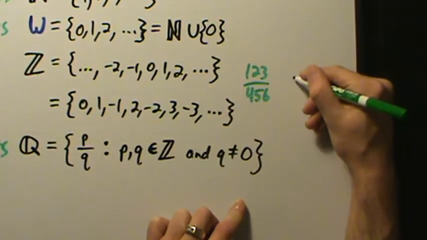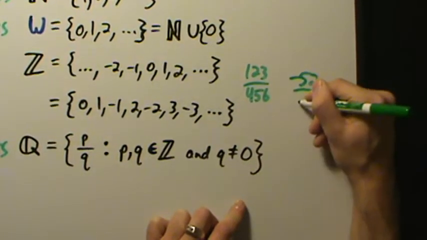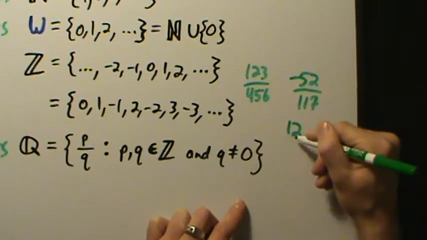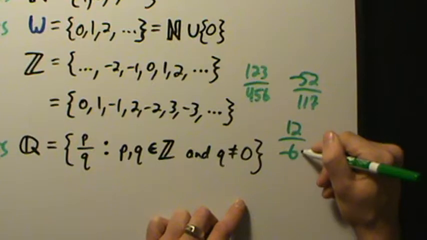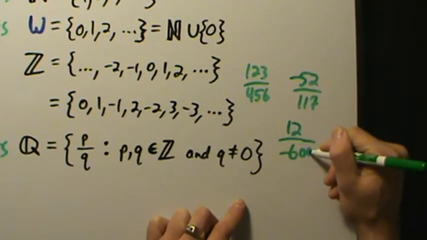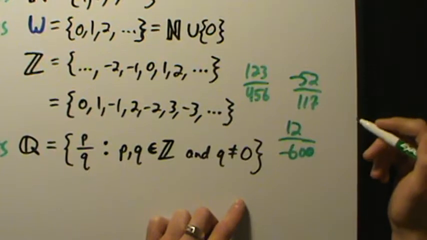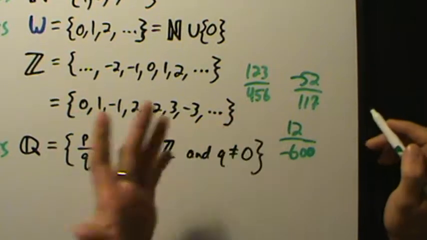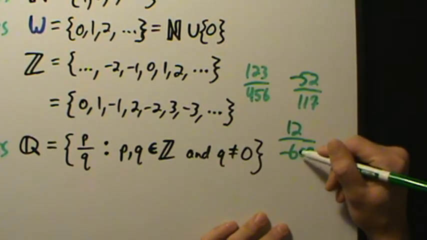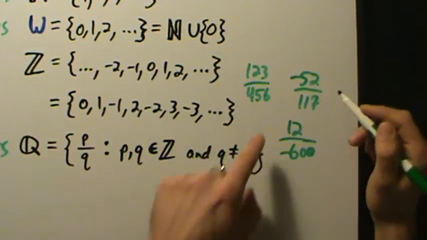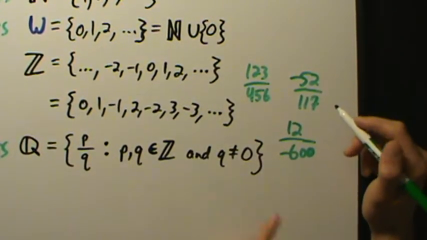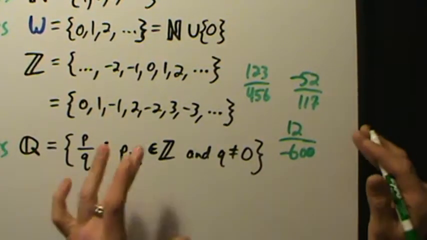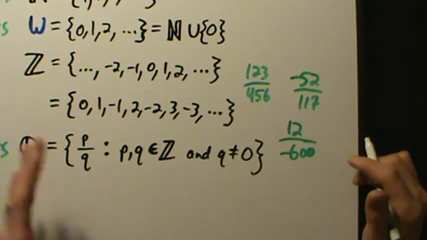What about negative 52 over 117? Yeah, that's also a rational number. How about 12 over negative 600? Of course that's not reduced, but it doesn't matter. To be a rational number, you don't have to be reduced. You just have to be a ratio of two integers, or expressible as such anyway. 12 over negative 600 can be reduced, but it's still a rational number, because it's an integer on top and an integer on bottom that's not 0. Also, to be a rational number, you don't have to be expressed in this form. It only has to be possible to express you in that form.